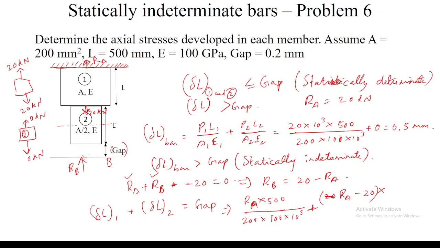Into what is the length? 500 divided by the area, which is A by 2, right? So 100 into E, and E is 100 into 10 to the power of 3. So can you find out the value of RA from this? Can anyone say what is the value of RA?